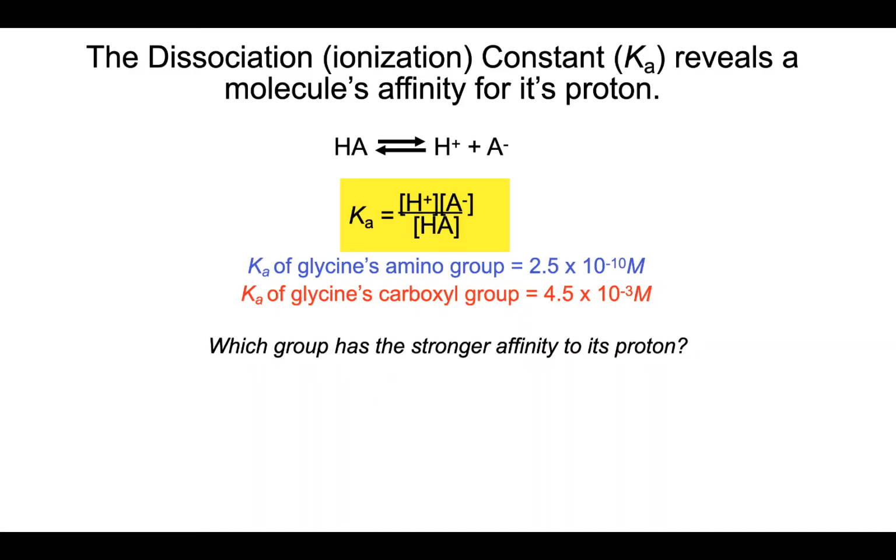The dissociation or ionization constant, or Ka, reveals a molecule's affinity for its proton. Let's see what I mean about that. Here is a protonatable group. Here's a weak acid. All right, we put it into solutions. Some of it stays protonated, some of it deprotonates. We let it reach equilibrium, and we look at the concentrations of each one of these groups here, and we slap it into this equation here. And what we get is something called the Ka, the ionization or dissociation constant.